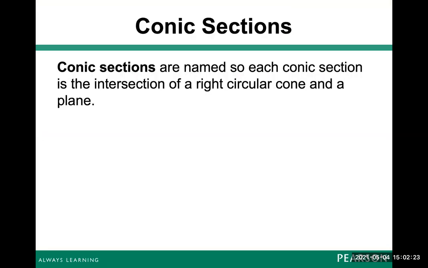So let's start by talking a little bit about conic sections. Each conic section is the intersection of a right circular cone and a plane. One of the conic sections that we'll be talking about in this section is the circle. And that's what you get when you intersect a plane with a cone, like you see in the picture, so that the plane is parallel to the floor.